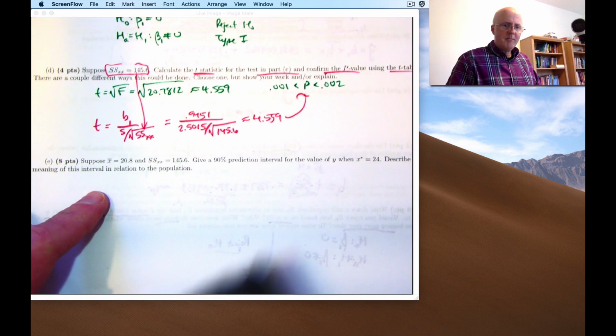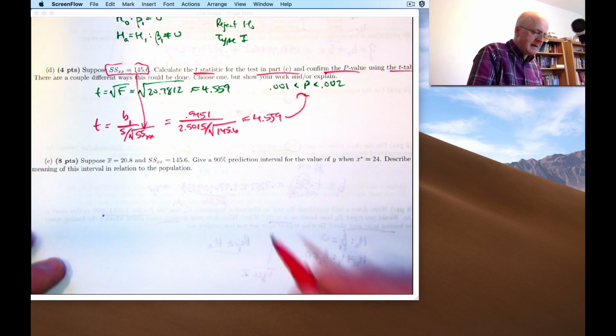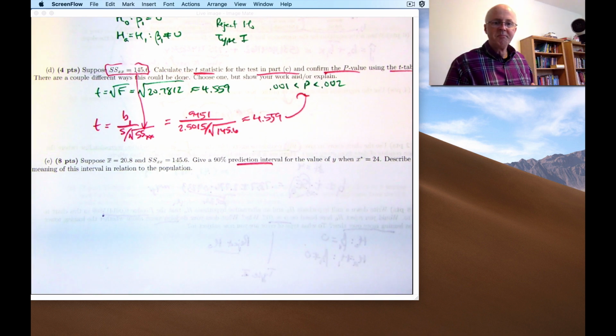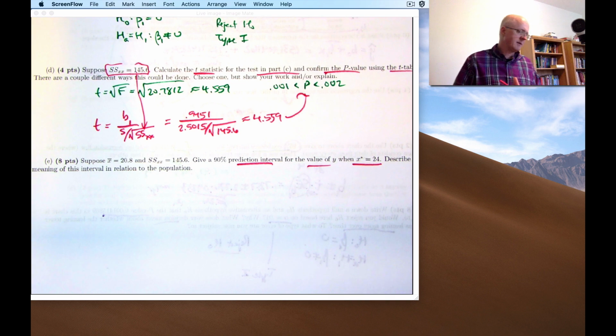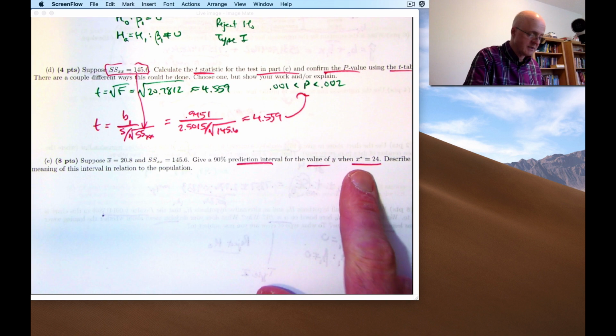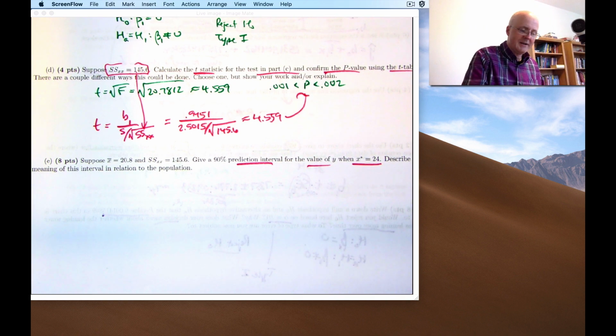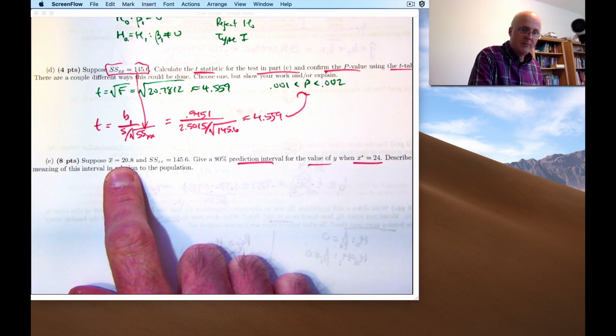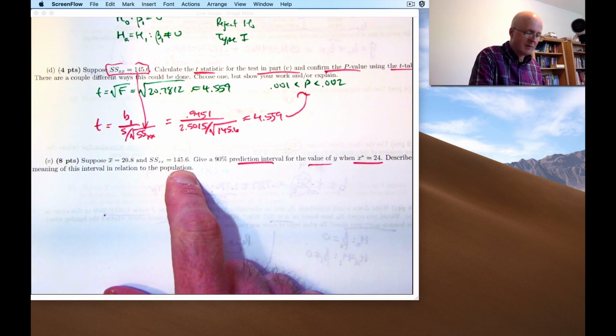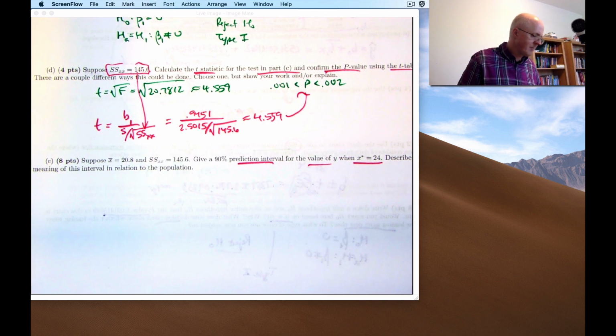Finally, in this long problem, part E is to find a prediction interval for a value of y when x is some specific number, 24 in this case, using an x star to denote that specific number, because that's what the textbook that I used for that statistical analysis non-calculus based class uses. But we didn't have to call it x star, I could have just called it x. Given the mean, 20.8, given the SSXX is 145.6, just like we had it here.